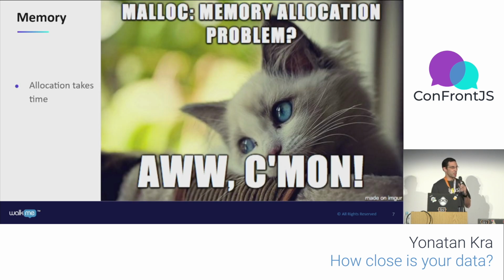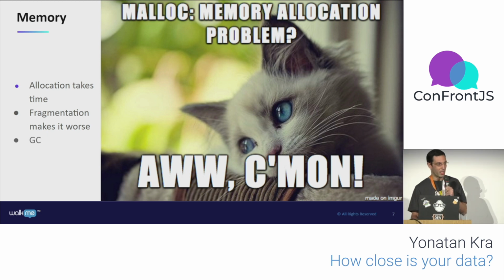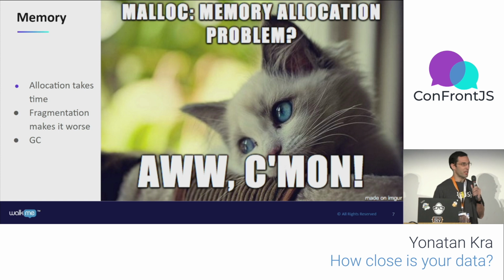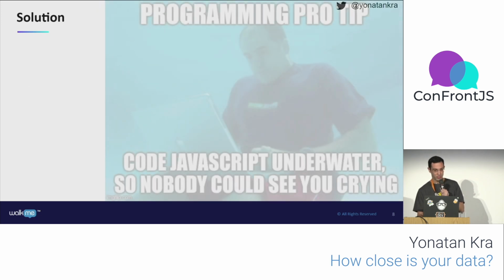So allocation takes time. That's one thing. Fragmentation makes it worse, and the more allocation we have, probably the more fragmentation we'll have. And allocation also creates garbage collection, which is the process in which the JavaScript engine removes stuff that we don't need anymore from memory. And this causes our browser to be stuck.